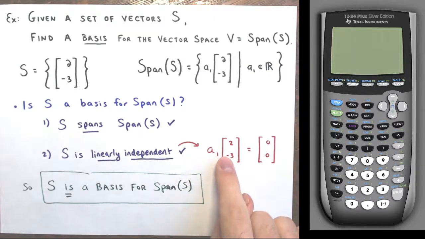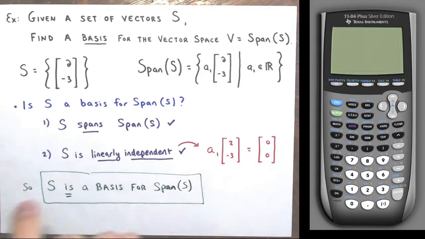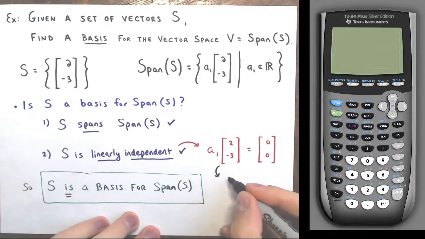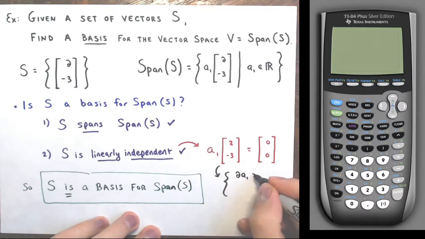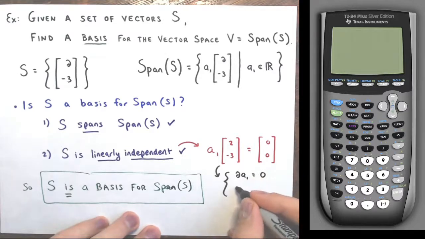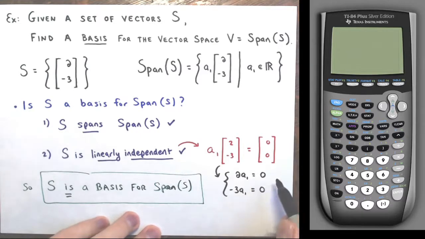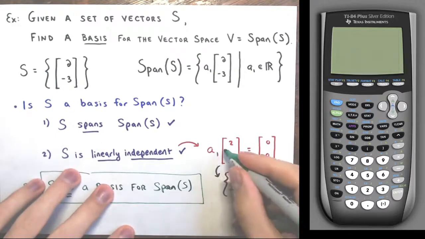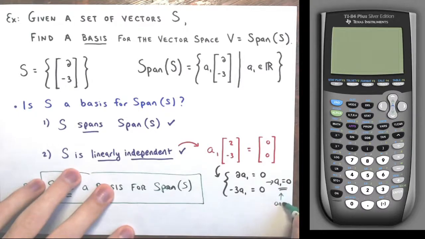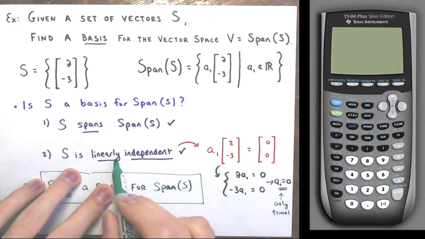Remember how this equation, where I set up a linear combination of my vectors in S equal to the 0 vector, corresponds to a system of equations. The first components need to be equal, so 2 times a1 needs to be equal to 0, and the second components need to be equal, so -3 times a1 needs to be equal to 0. You can see from this that the value of a1 must be 0 and 0 only. So this equation has only the trivial solution. So what I said earlier was that S is linearly independent. That is true.